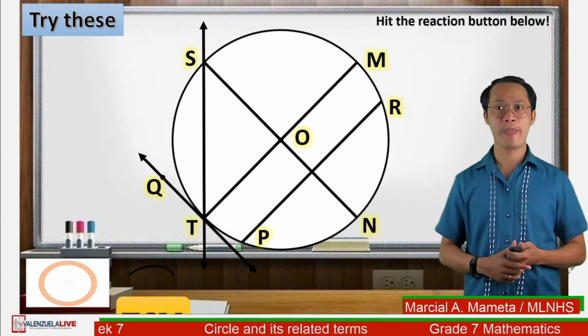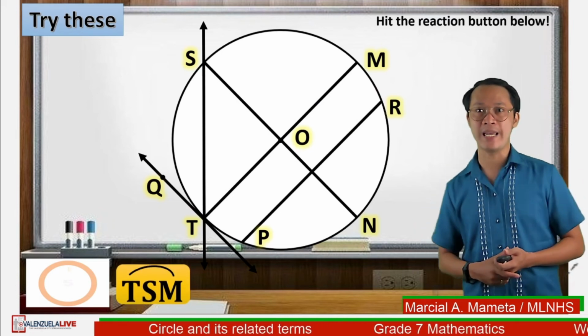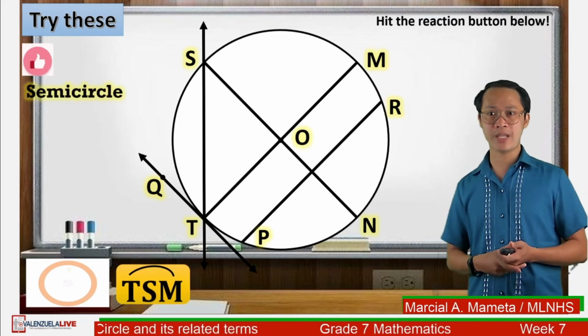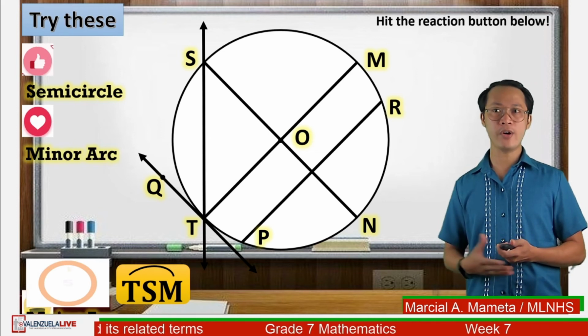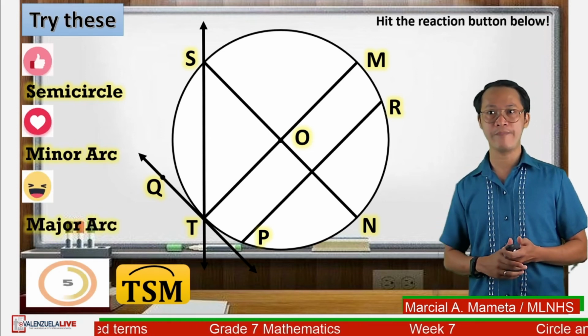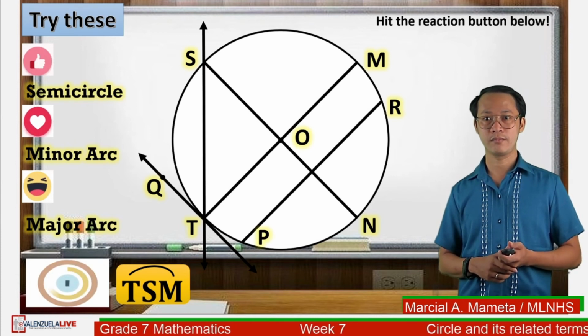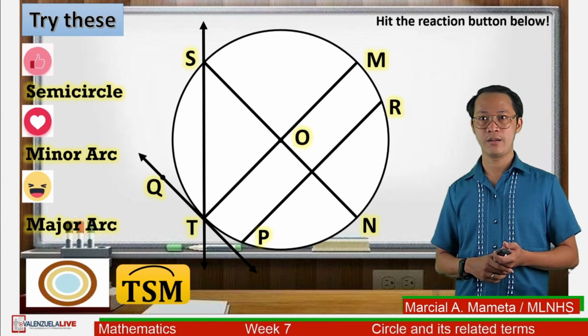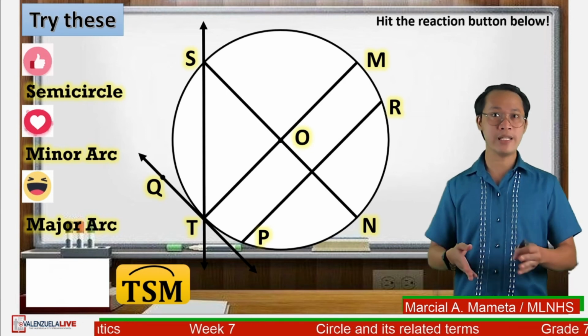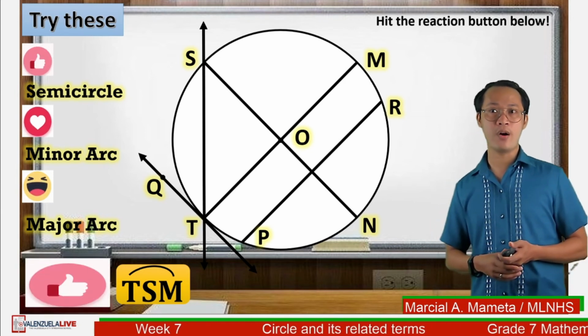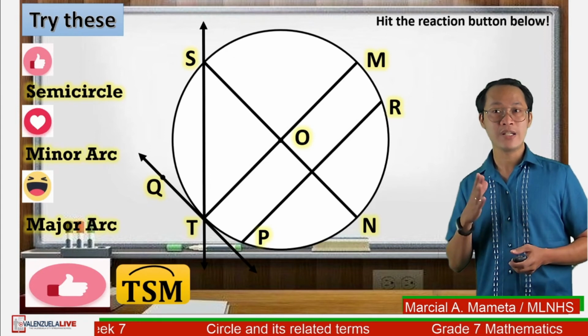Next one. How about the arc TSM? It is an example of semicircle, minor arc, or major arc. 5 seconds. Time is up. Arc TSM is an example of semicircle.